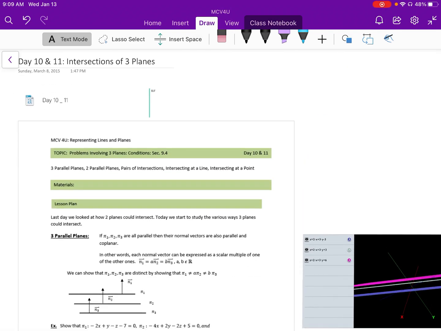Okay, so in this lesson, what we're going to be doing is taking a look at how three planes intersect. We are talking about three distinct planes, because if they're not distinct, then some of them could be the same. We're back to two planes, or we even have one plane. We've already talked about how two planes can intersect. We did that in the last lesson.